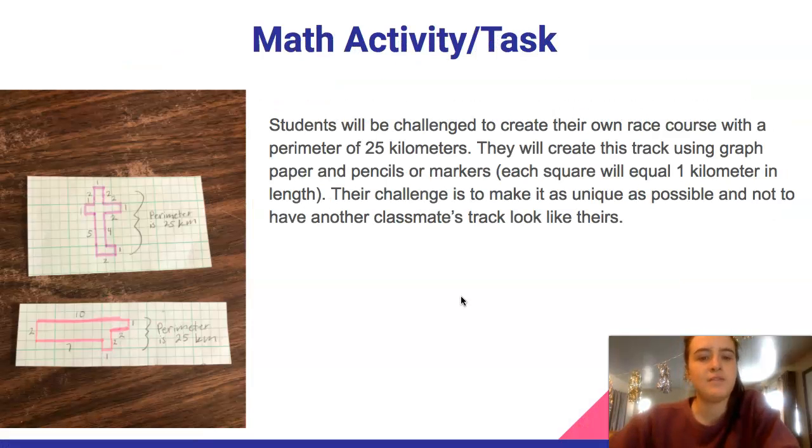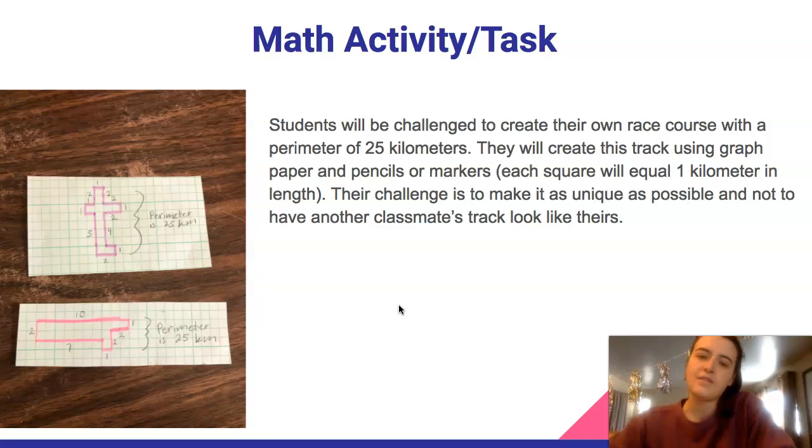For my math activity, I connected it directly with the book and posed the challenge that Mike wanted to compete in a race again the next year, but wanted to make it longer, and this time he'd want it to be 25 kilometers long. And so I would have them create their own track using paper, pencils, and markers, and I would challenge them to make it as unique as possible so that it wouldn't look like any of their classmates' tracks.